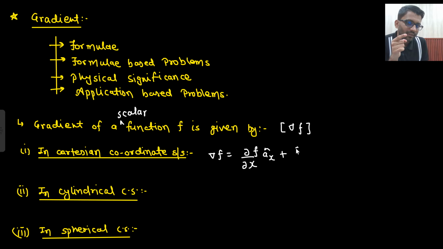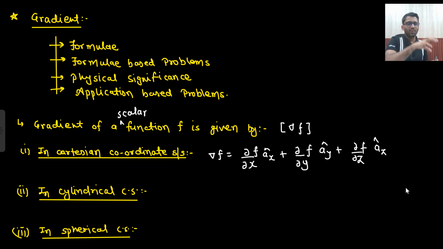ax cap, and it will be a vector quantity, so do not forget to apply ax cap. Then del by del y of f as it is, ay cap, plus del by del z of f as it is, az cap. If you are not making your own notes, then write it down in your rough notebook at least 3 times. At least 3 times I am saying. Okay, quickly write it down.